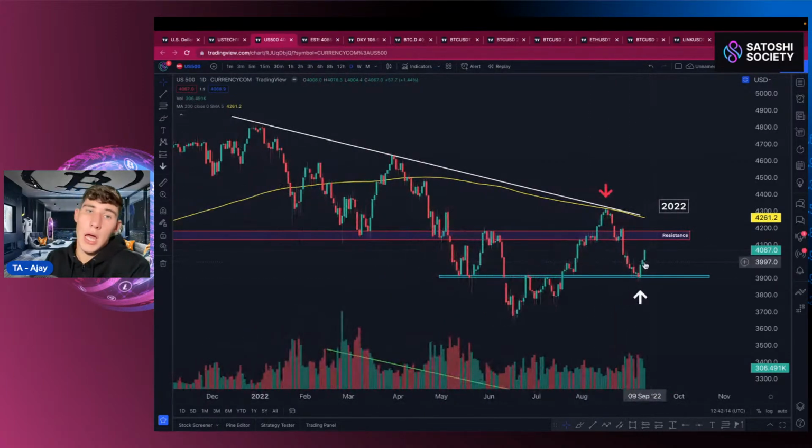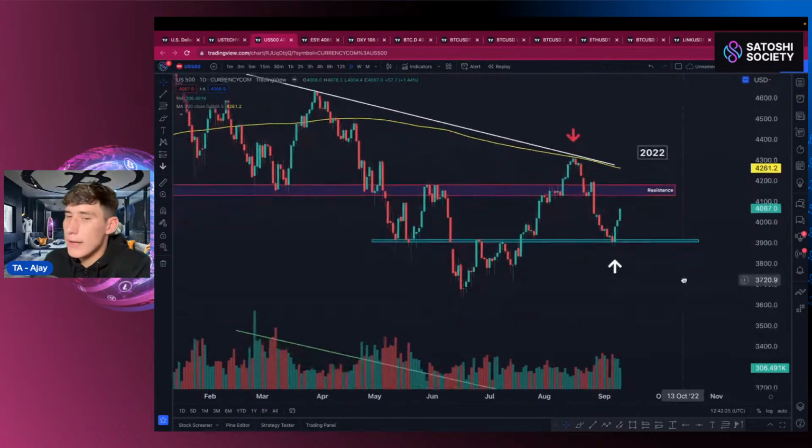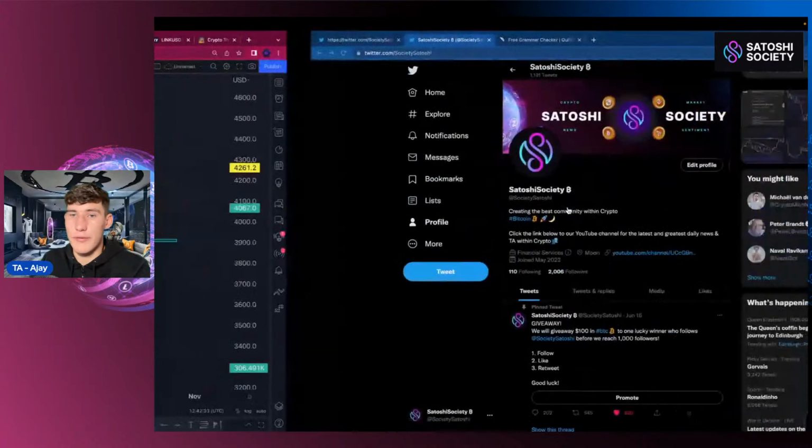And if you've been watching us recently, then you know that we are looking very similar to the events leading up to the 2008 crash. And I do think we could see a similar crash to 2008, only if we get a break of this support level here, which is sat at 3,900 on the S&P. We are looking very, very similar to that.